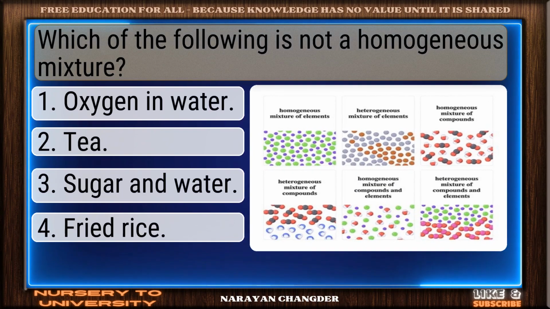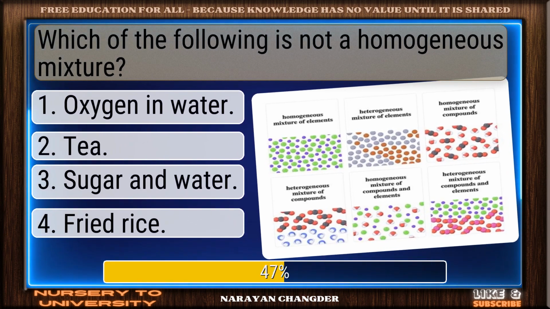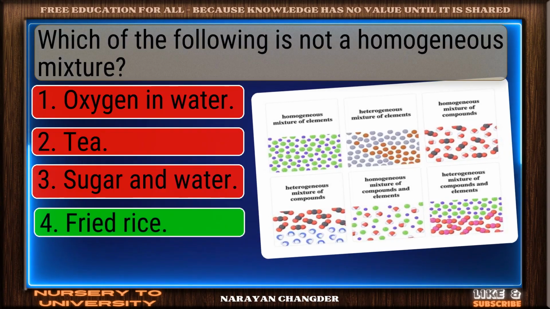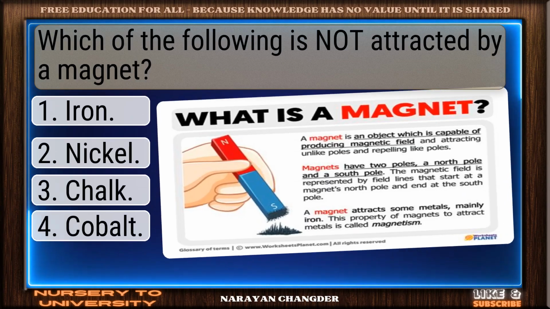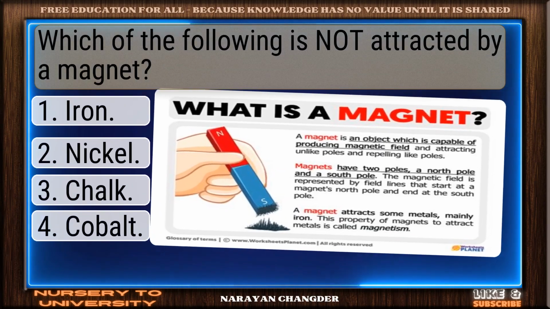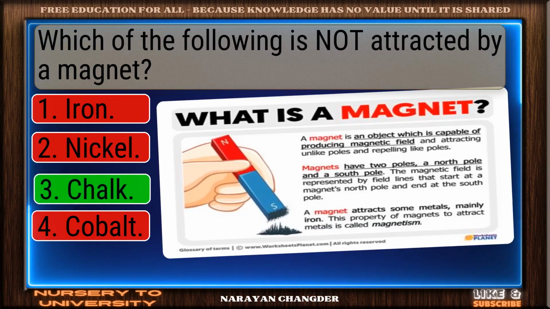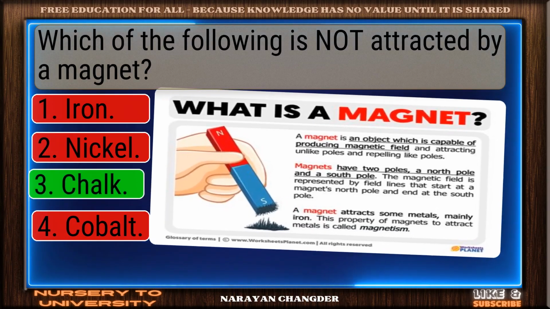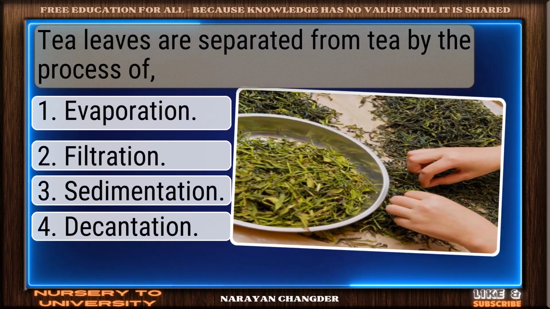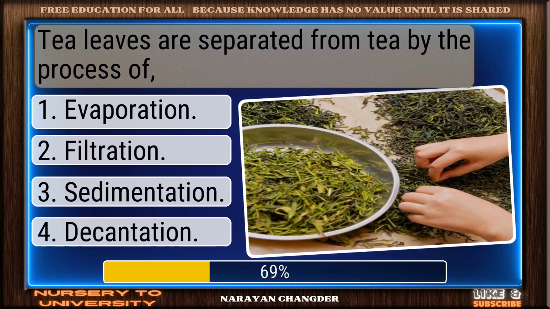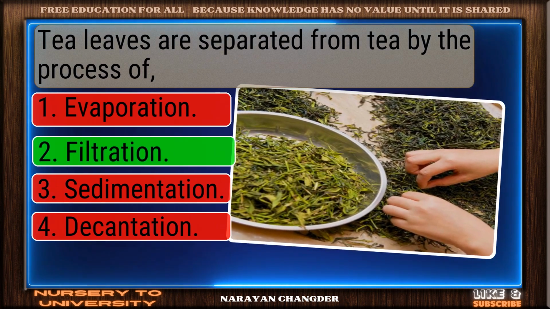Which of the following is not a homogeneous mixture? Well picked. Fried rice is the correct answer. Which of the following is not attracted by a magnet? Solid response. Chalk is a valid choice. Tea leaves are separated from tea by the process of. Excellent choice. Filtration is the right answer.